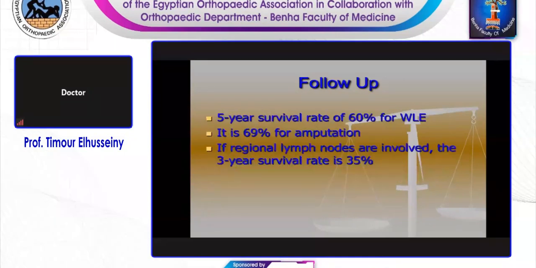The long-term outcome is as follows. 5-year survival rate after wide local excision is 60%. After amputation, it is about 70%.